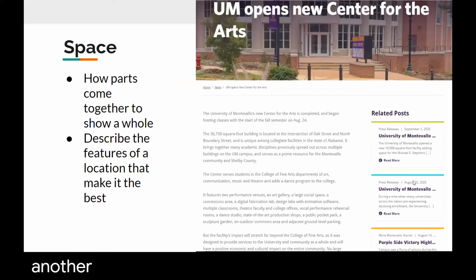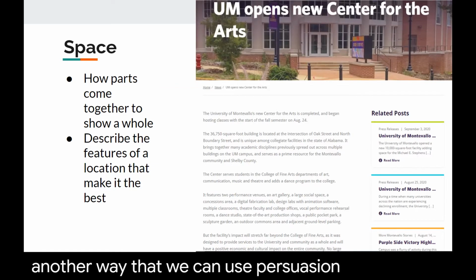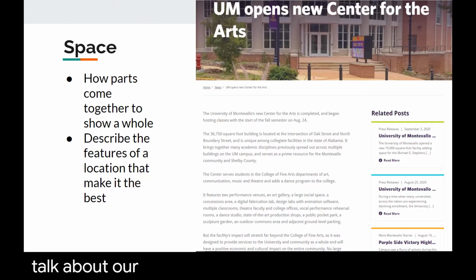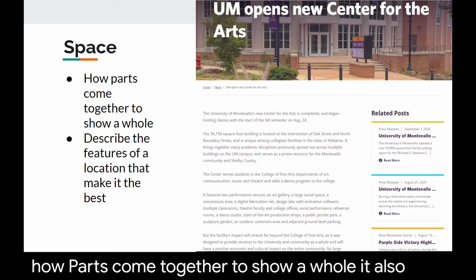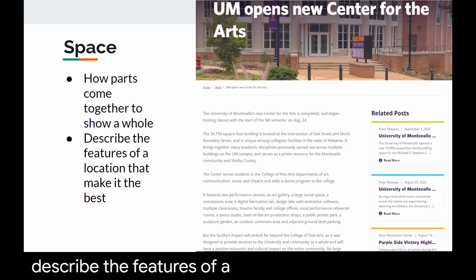Space is another way that we can use persuasion in order to talk about our solution. So space typically refers to how parts come together to show a whole. It also can describe the features of a location that make it the best.